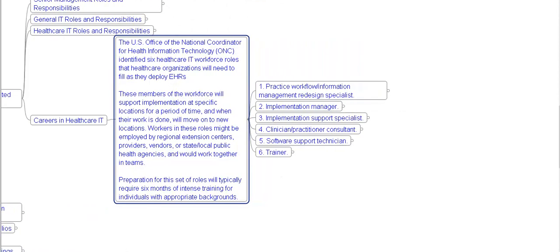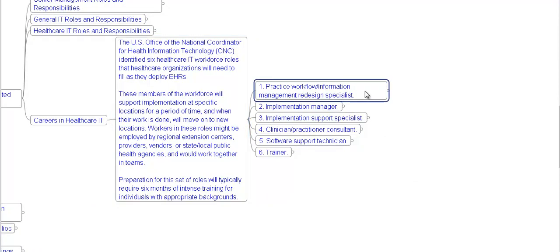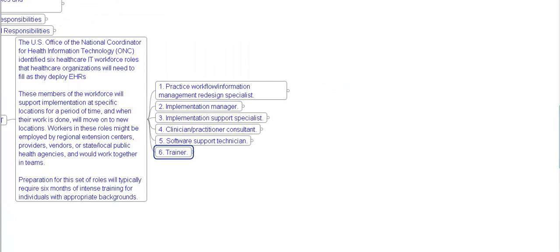Now let's see the 6 healthcare IT workforce roles. First is practice workflow and information management redesign specialist, implementation manager, implementation support specialist, clinician, practitioner, consultant, software support technician, and trainer. Now we'll explore each one by one.